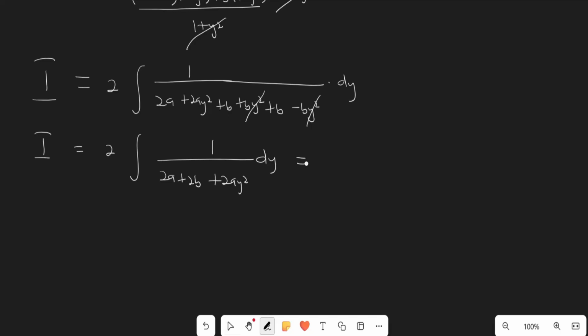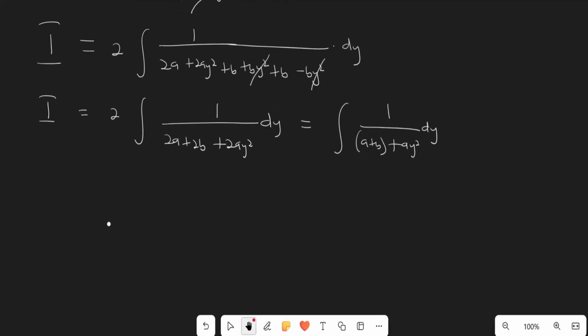2 is constant across all the terms in the denominator. We can factorize that out, and that will cancel the 2 out here. So the integral is just left with the integral of 1 all over a plus b here, and then plus ay squared dy. This is what we have left.